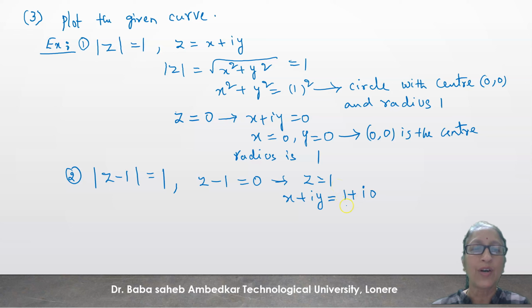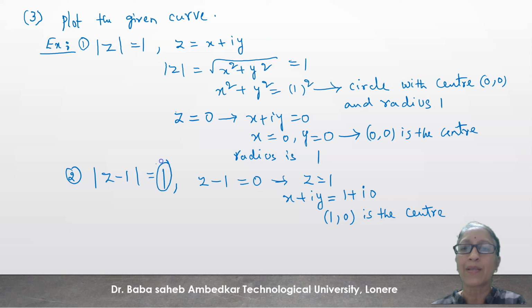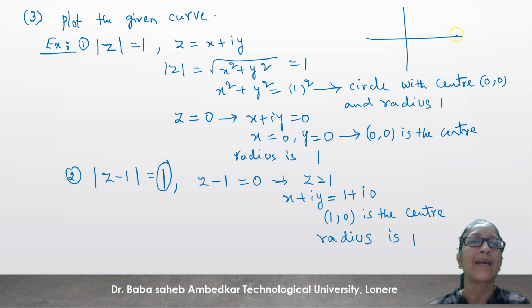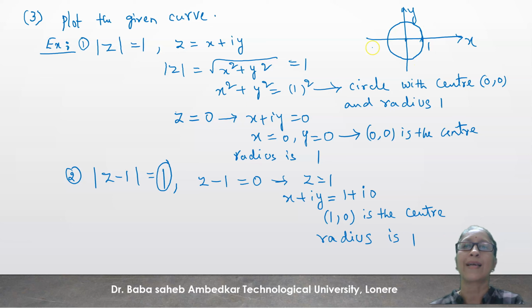Right? So 1 is the value of x, 0 is the value of y. So 1, 0 is the center, and the right side number indicates the radius, so here the radius is 1. Then how do you draw these circles? If you draw the real axis and imaginary axis, then for the first circle the origin is the center and the radius is 1. So we can draw a curve like this.